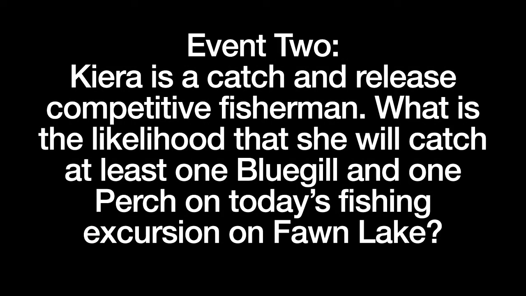The next one, Event 2. Kiera is a catch and release competitive fisherman. What is the likelihood that she will catch at least one bluegill and one perch on today's fishing excursion on Fawn Lake? Go back into your dependent and independent flowchart and follow your reasoning through this one.